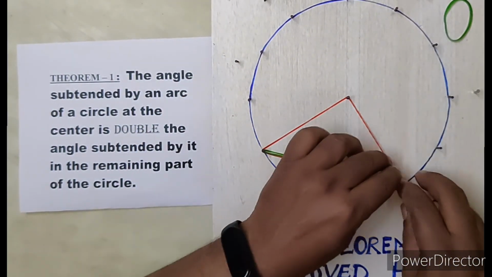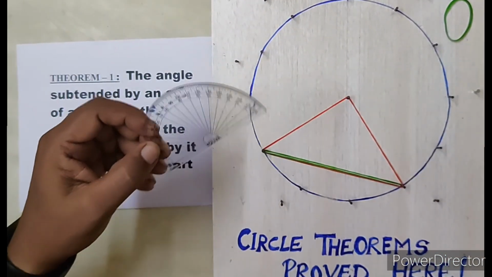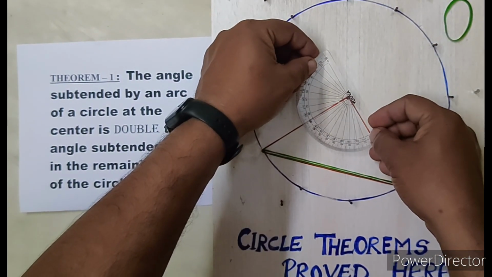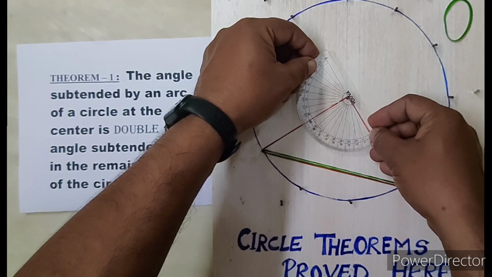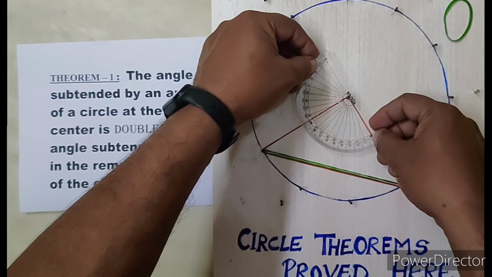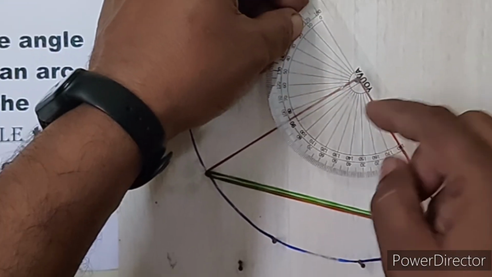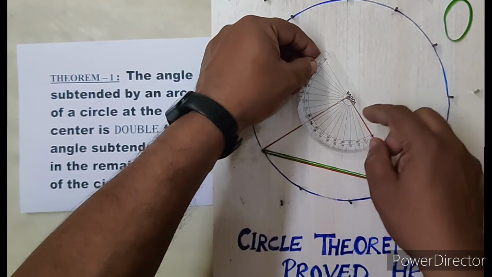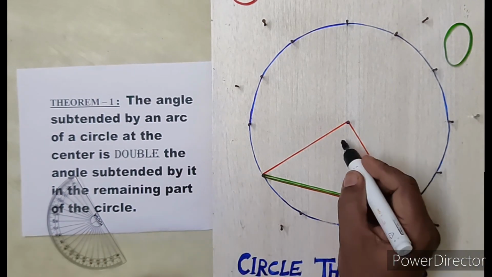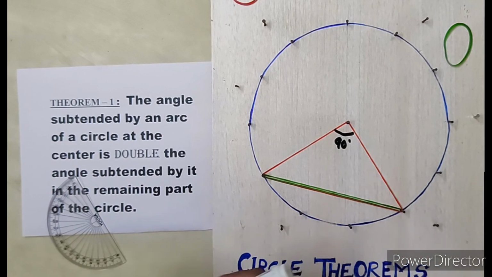So if I make an angle at the center, I have marked this. So let us measure what this angle is coming as. If I try to measure this angle, I am getting this angle over here as close to 90 degrees. So this angle which is formed here is 90 degrees, and I mention here that this angle is 90 degrees.